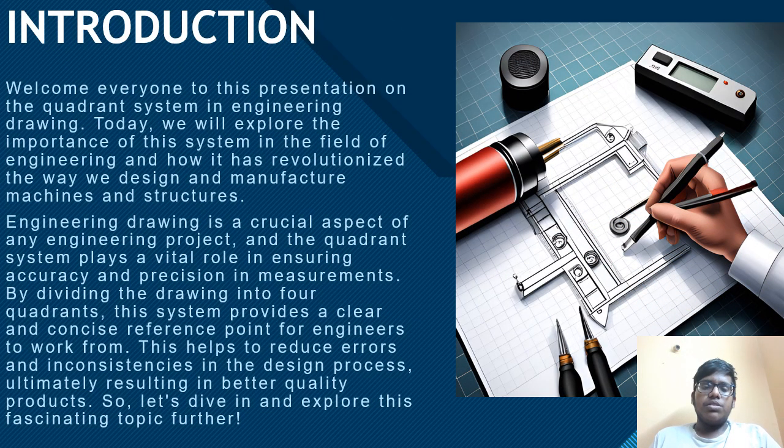Today, we will explore the importance of this system in the field of engineering and how it has revolutionized the way we design and manufacture machines and structures. Engineering drawing is a crucial aspect of any engineering project, and the coordinate system plays a vital role in ensuring accuracy and precision in measurements. By dividing the drawing into four quadrants, this system provides a clear and concise reference point for engineers to work from. This helps to reduce errors and inconsistencies in the design process, ultimately resulting in better quality products. So let's dive in further and explore the fascinating topic.